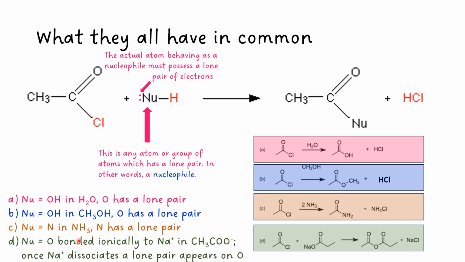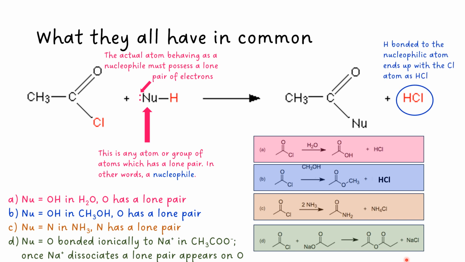Ammonia has a nitrogen that's attached to a hydrogen, and the nitrogen has a lone pair. That's the brown example. And the green example is slightly unusual, but the oxygen is bonded ionically to Na+. So this is your CH3COO, and this is an ionic bond here. Once the Na+ drops off, a lone pair will be made available on the oxygen that's left behind. That's this oxygen here, and the same thing over here. So this makes an acid anhydride, which is this kind of structure over here.